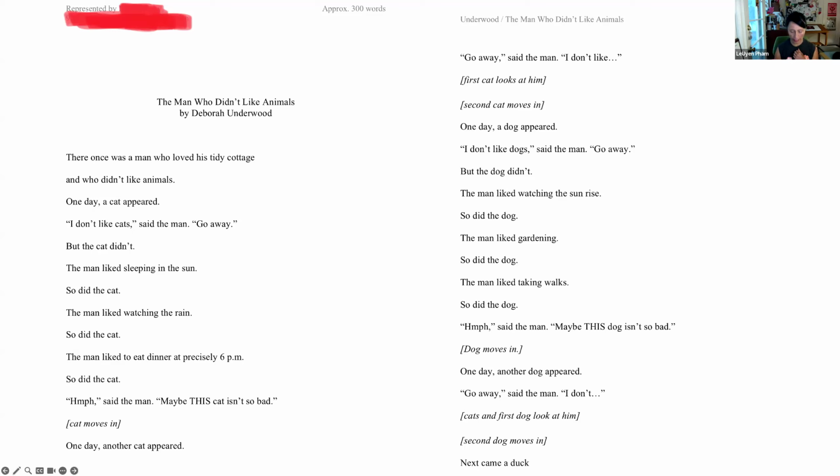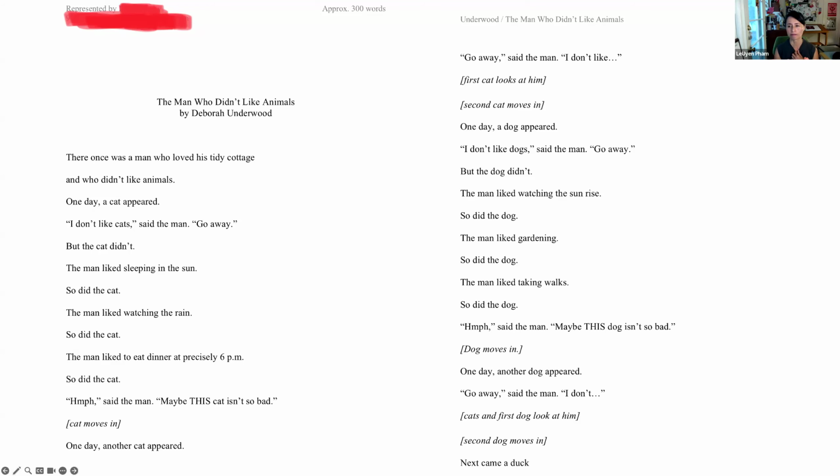One day another cat appeared. "Go away," said the man. "I don't like..." First cat looks at him. Second cat moves in. One day a dog appeared. "I don't like dogs," said the man. "Go away." But the dog didn't. The man liked watching the sunrise. So did the dog. The man liked gardening. So did the dog. The man liked taking walks. So did the dog. "Huh," said the man. "Maybe this dog isn't so bad." Dog moves in. One day, another dog appeared. "Go away," said the man. "I don't..." Cats and first dog look at him.